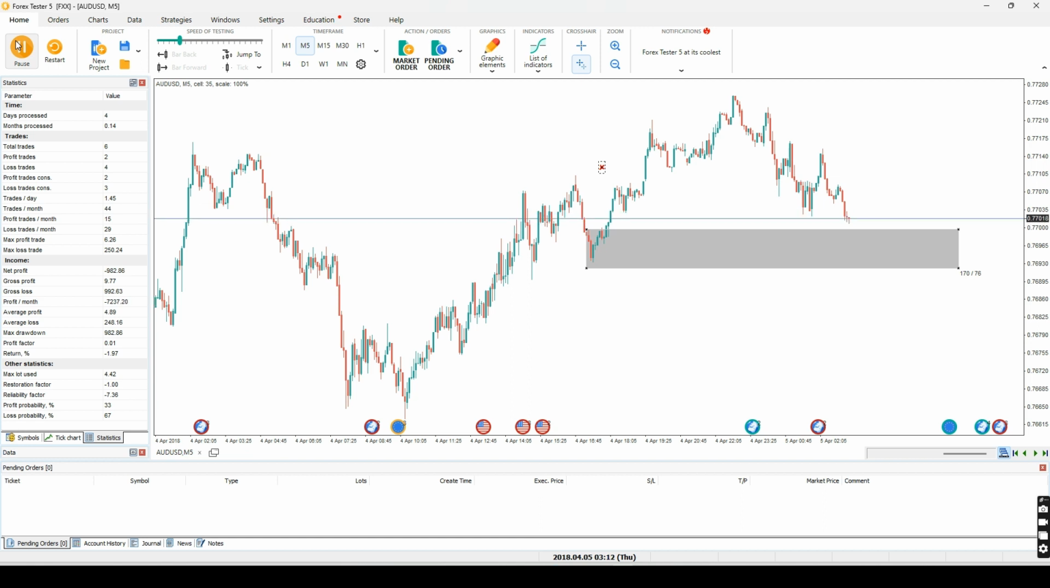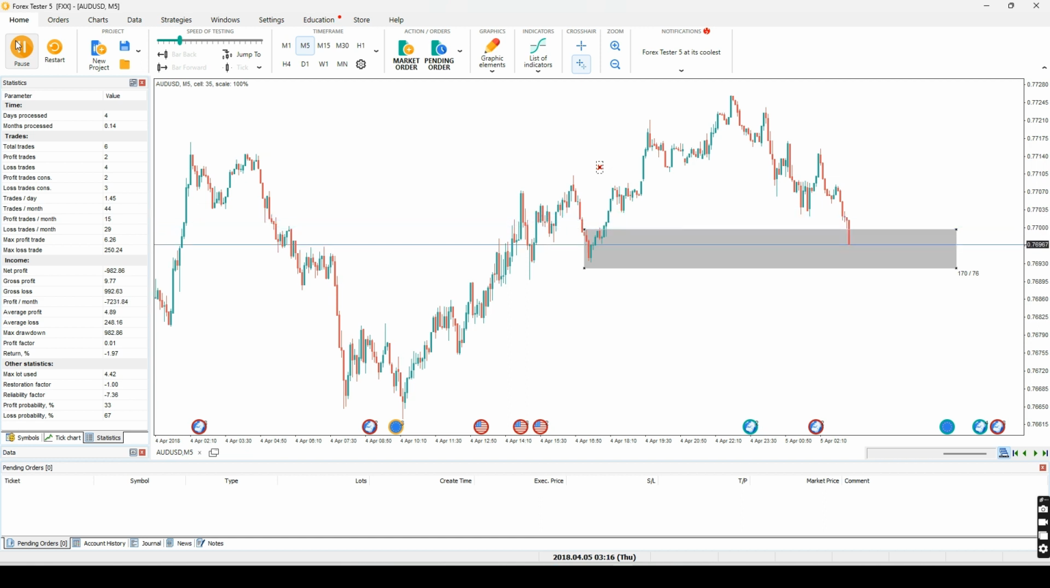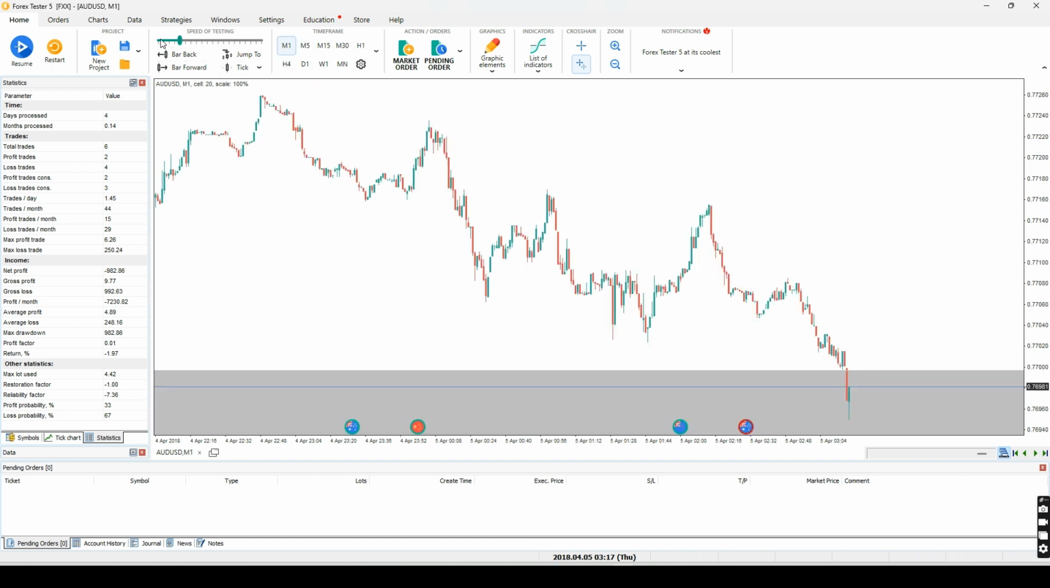So let's see if price is going to react from our zone right here. So the market is in our zone, and we are seeing the market being rejected from that level right here.